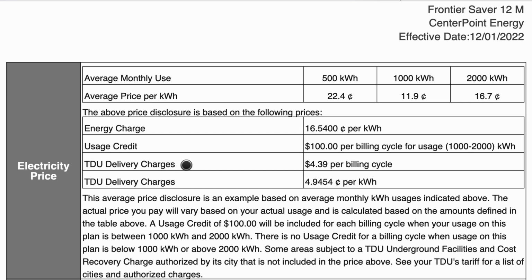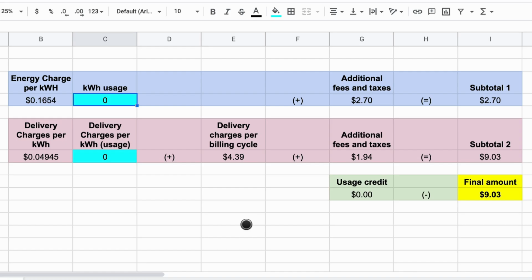Now, depending on where you live, you're also going to pay for delivery charges. So not only the energy charges, but also the delivery charges. If you take a closer look, you can see energy charges per kilowatt hour, so this is based on usage. And one of the delivery charges is also based on usage. So you can see that we have 4.9454 cents per kilowatt hour. And then there is an additional charge of $4.39 per billing cycle.